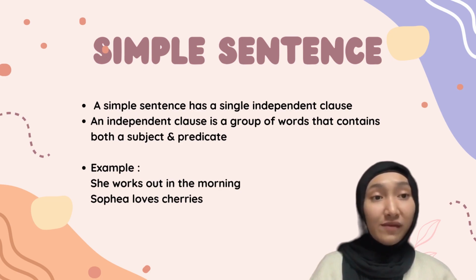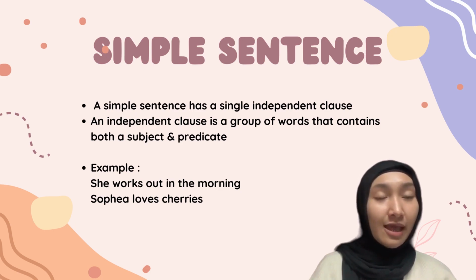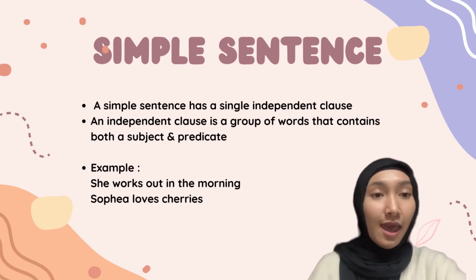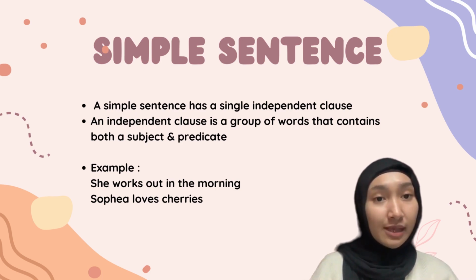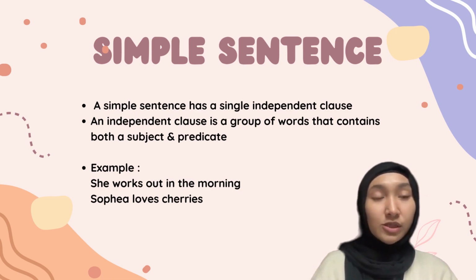According to the YouTube video, I do agree that a simple sentence has a single independent clause. An independent clause is a group of words that contains both a subject and a predicate that expresses a complete sentence. For example, she works out in the morning. The sentence contains a subject, which is she, and a predicate, works out in the morning.